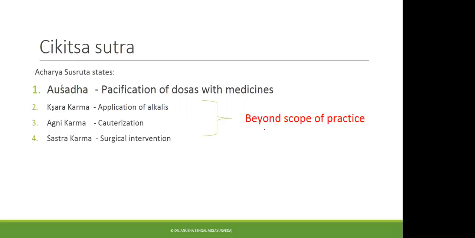So in Sushruta Samhita, he has described that there are 4 different methods or things that we can do for treating Arśas or hemorrhoids. The first is Aushadha, which is by using medicines. Aushadha means medicines, using medicines for pacification of the doshas. The second is Kshara Karma. Kshara means alkalis, so it's application of different types of alkalis.